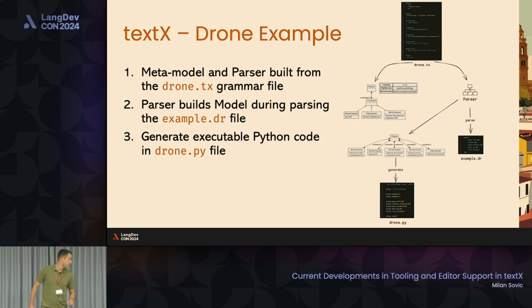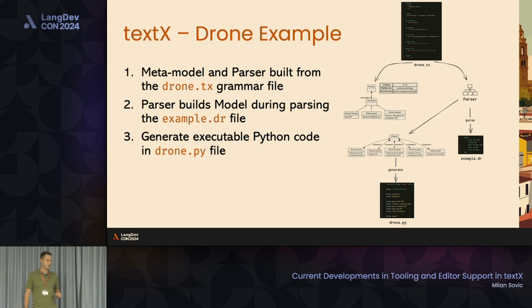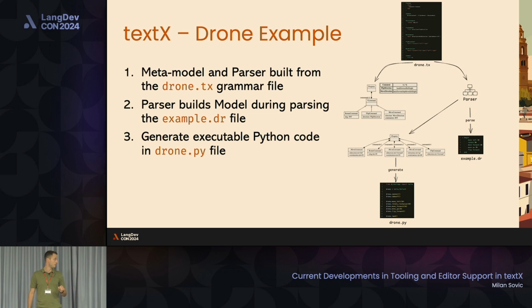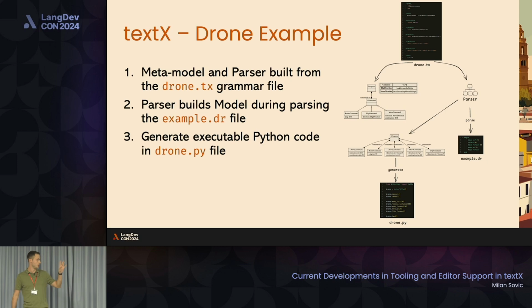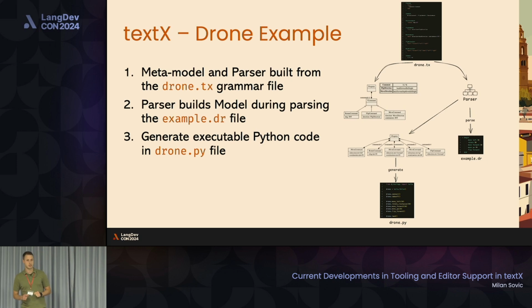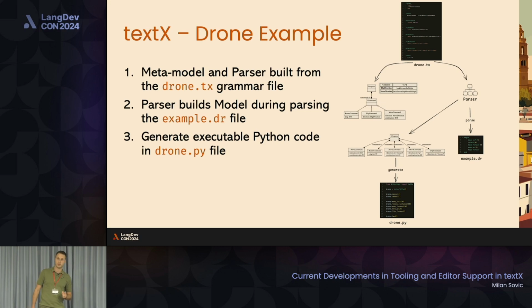This is the same process, but on a more concrete example. Here we have the drone.tx grammar file. The program is in the example.dr file. And we can see the corresponding meta model and model in the shape of UML diagrams. And the final output is the executable Python file, which can be run on a DJI Tello drone.